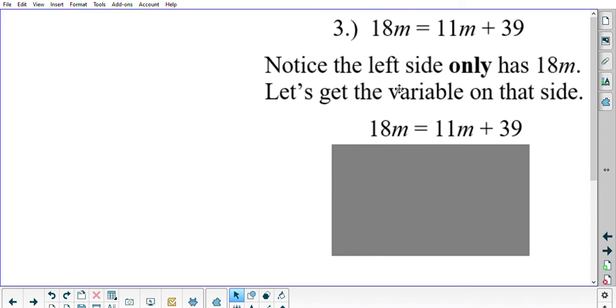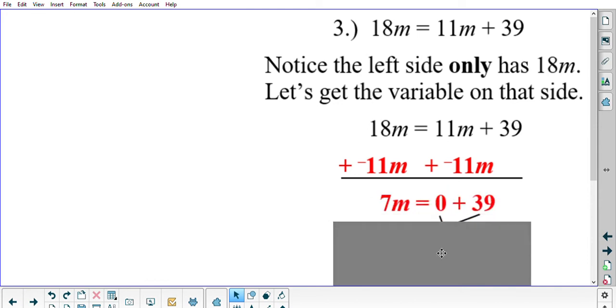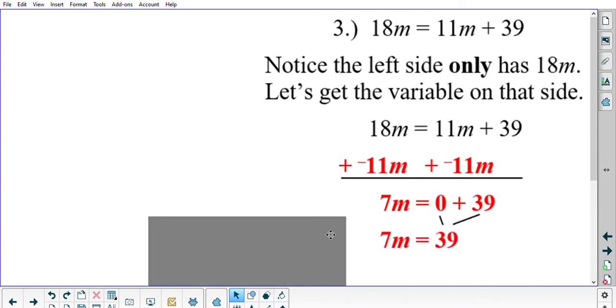So, thinking ahead to what would be the easiest way of solving this problem the whole way, let's get the variable on the side that only had a variable term, which would have been the left-hand side here. So that means I'm going to add the opposite of 11m, which is negative 11m. So write that down. Make sure you line it up properly. Do not line it up underneath the 39 because they would not be like terms. Make sure you have the m's on your negative 11's. All right, 18m plus negative 11m, that would give me 7m. Right-hand side, 11m plus negative 11m is 0m, which is really just 0, and 0 plus 39, additive identity property, gives you just 39.